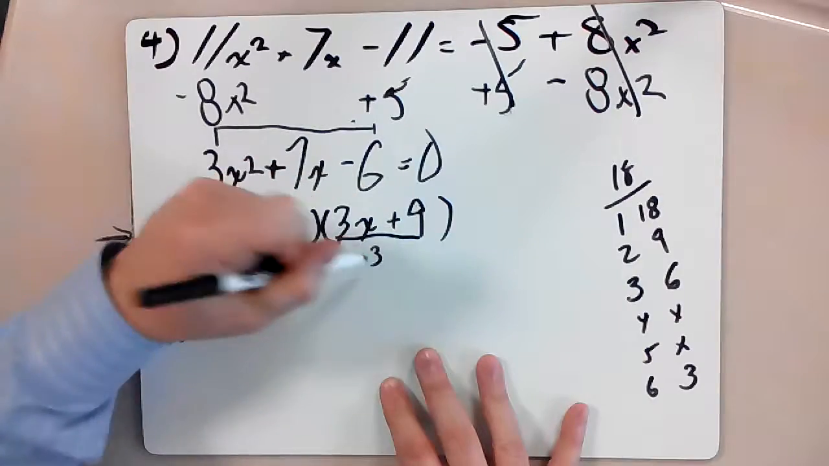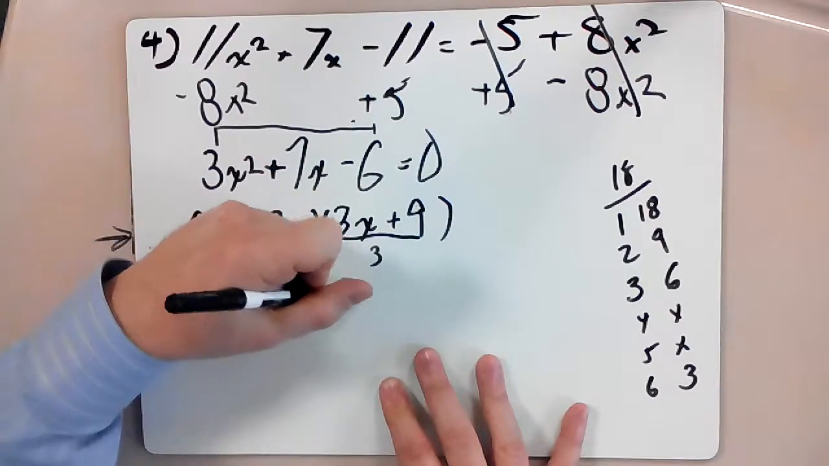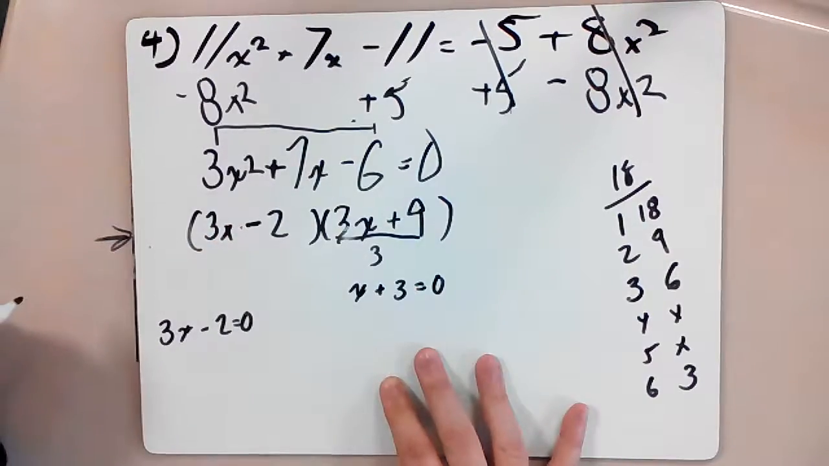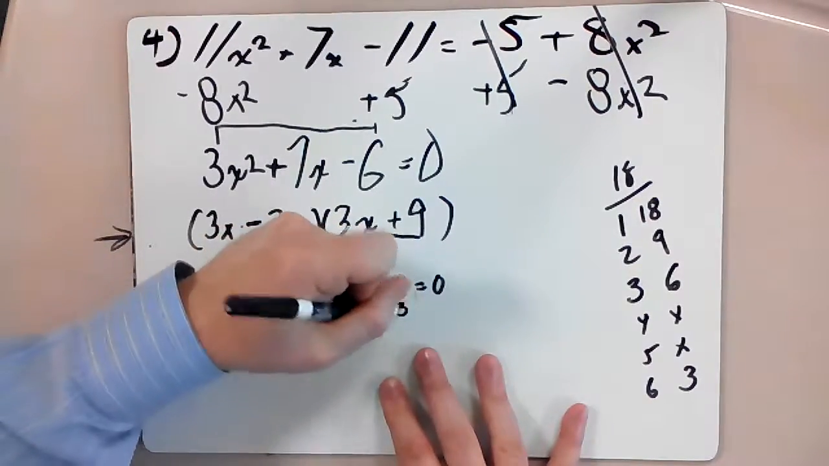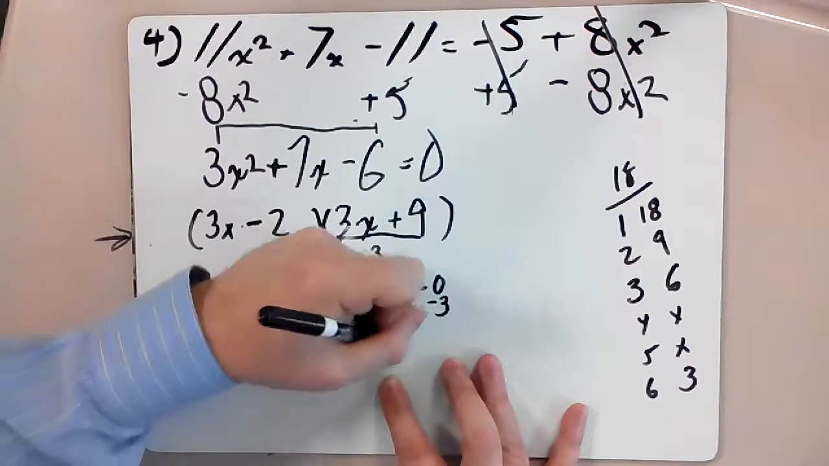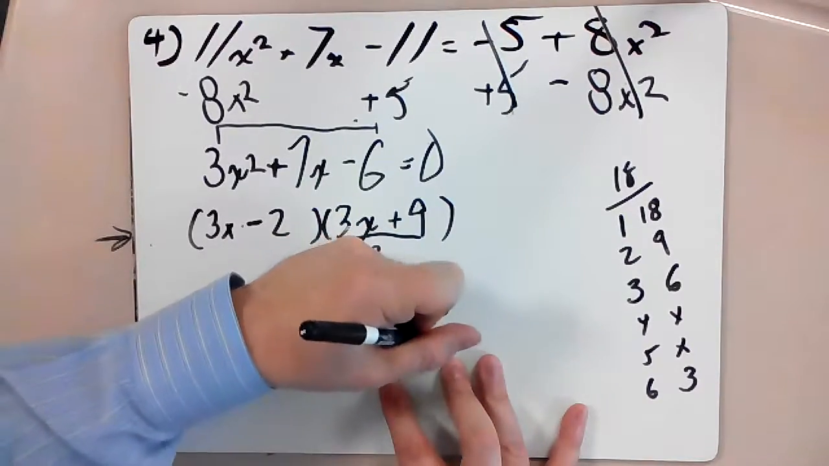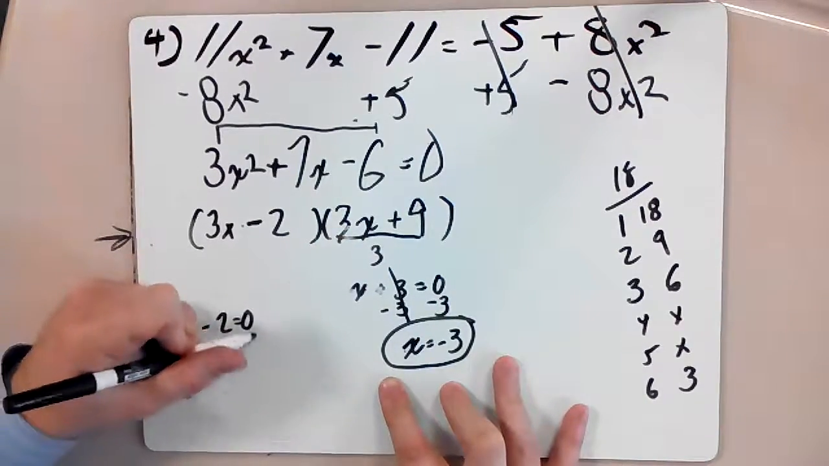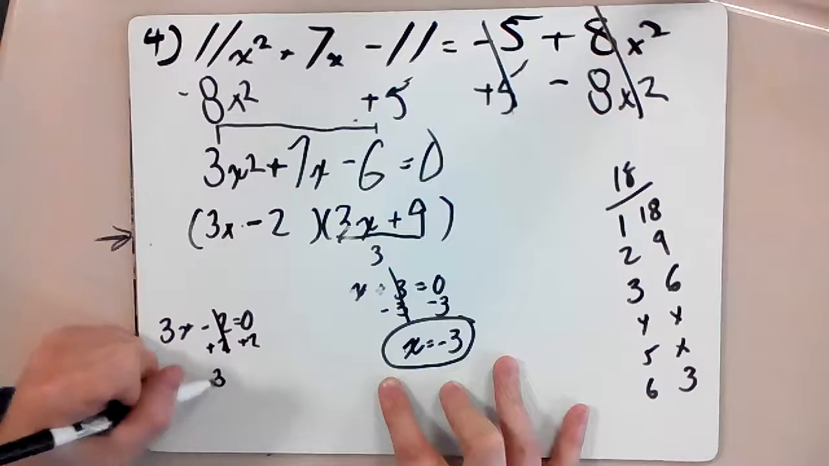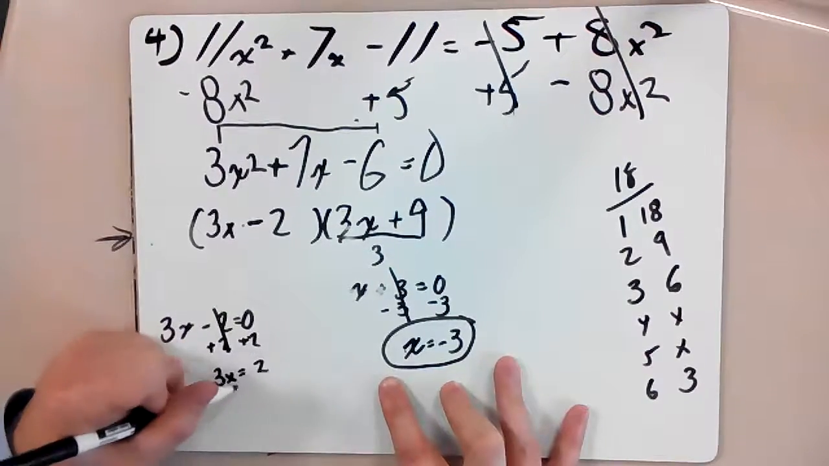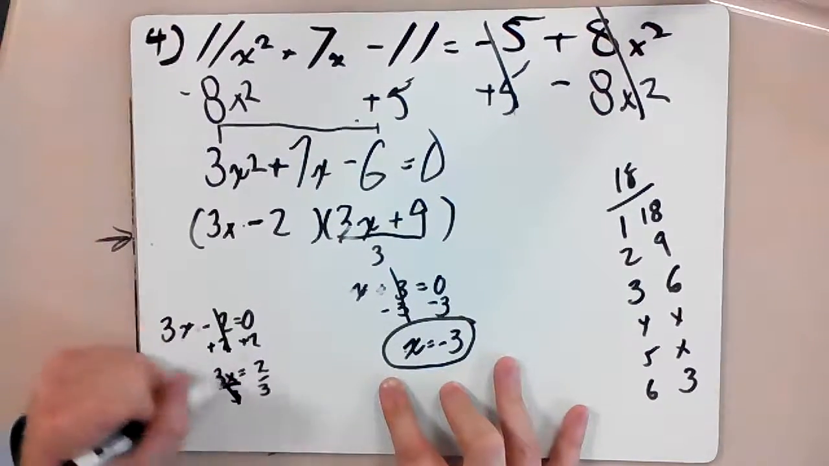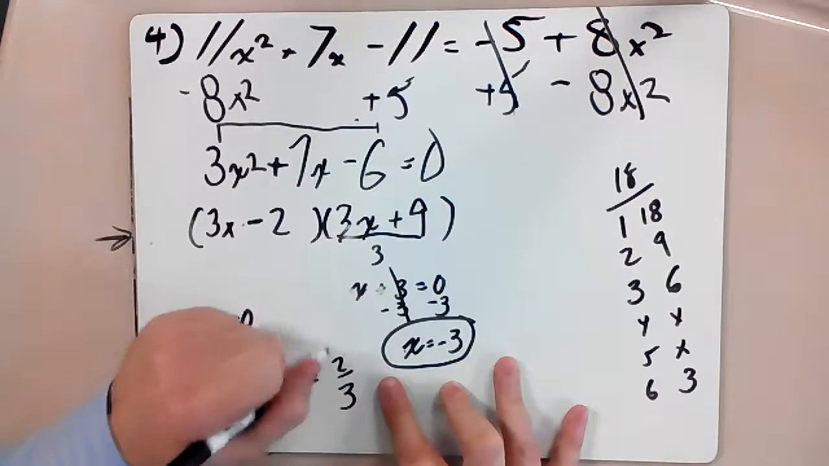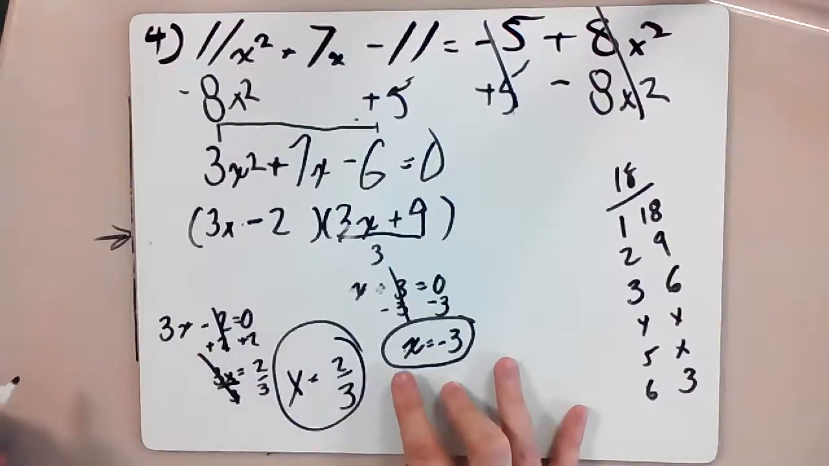This one I could factor the 3 out of. So that's going to come down to x plus 3 equals 0. I'm going to subtract 3, and x equals negative 3. I'm going to add 2. So now I have 3x equals 2, then divide by 3. So I have x equals 2 over 3. That's the answers to that one.